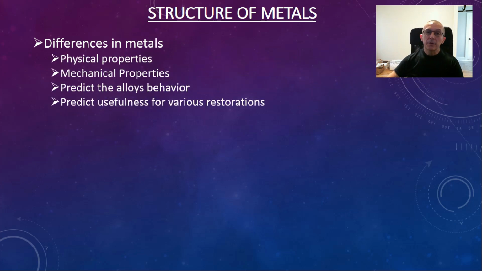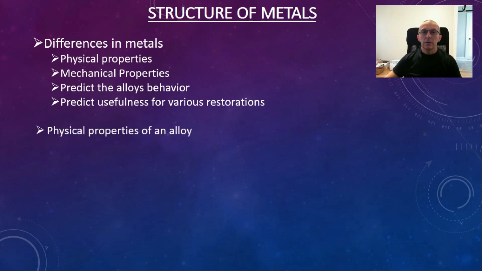By knowing these properties, we can predict its behavior, and by knowing its behavior, we can predict its usefulness for whatever we're using it for. Could be dental technology, could be manufacturing of some type of machinery. So we need to know how hard the metal is, how bendable the metal is, so that we can predict how useful it will be to make that specific restoration or product.